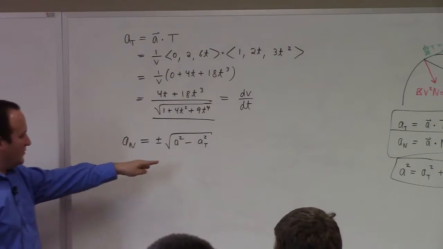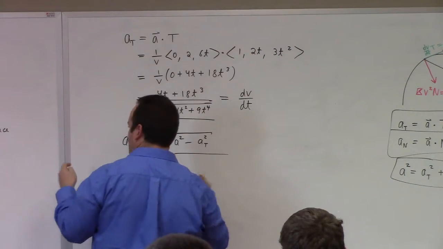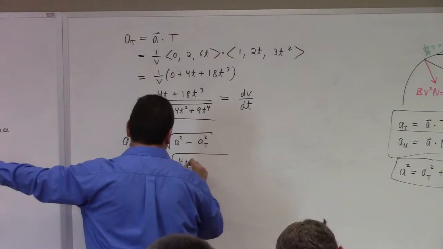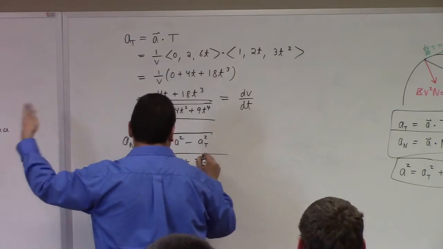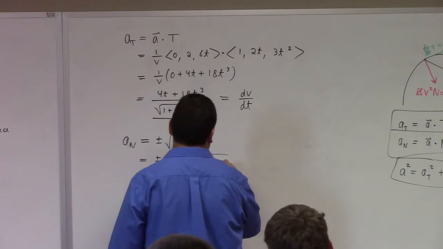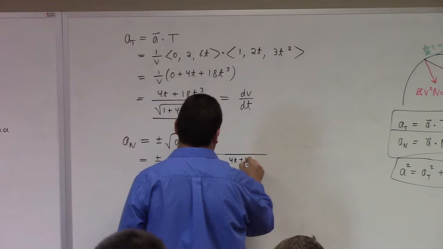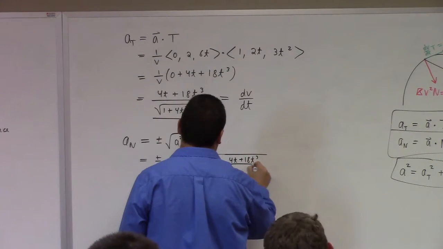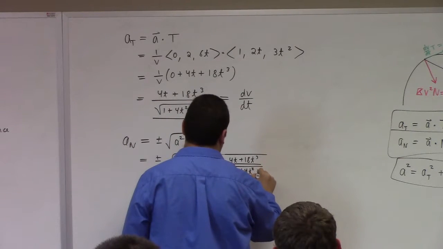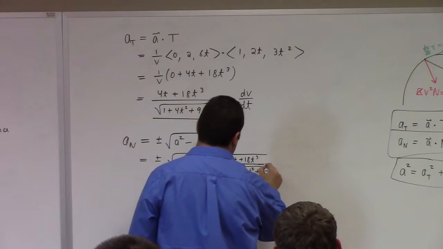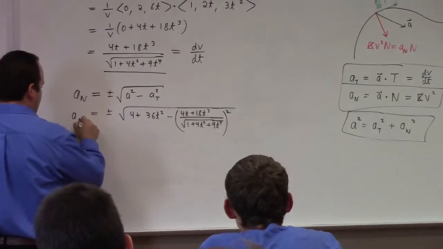Focus. What's a squared here? It's 4 plus 36 t squared. That's the length of a squared, right? Minus that thing. Oh, 4t plus 18 t cubed divided by the square root of 1 plus... I'm not trying to be clever here, I'm just writing it down. I'm not even doing any algebra, I'm just straight up copying it from the step above and squaring it. The point is that would be a sub n without simplifying.